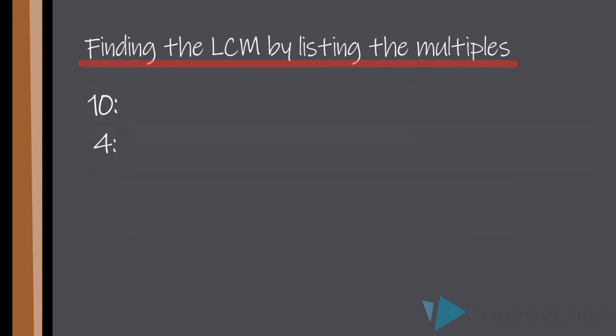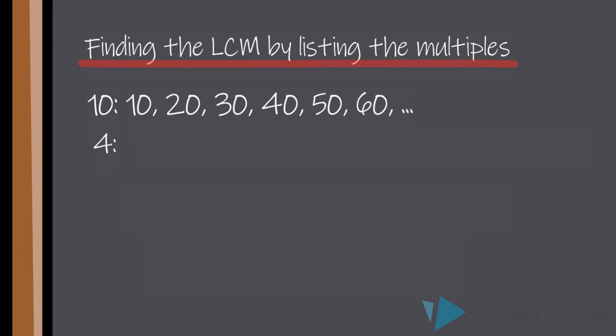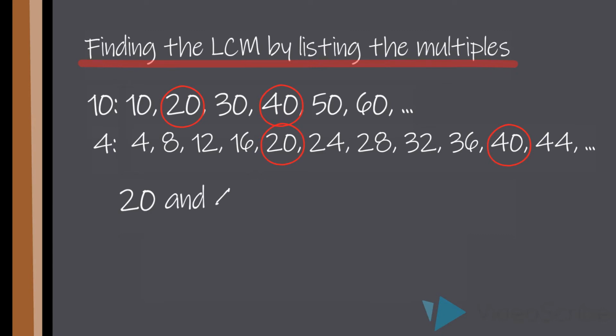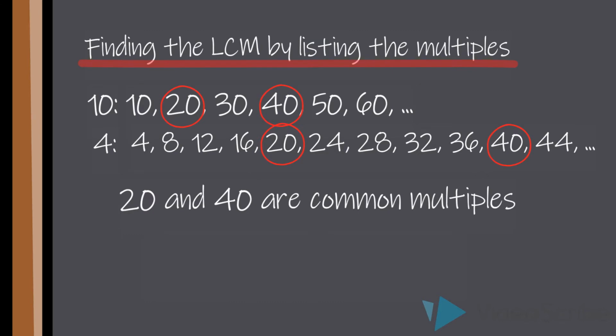The multiples of 10 are 10, 20, 30, 40, 50, 60, and so on. The multiples of 4 are 4, 8, 12, 16, 20, 24, 28, 32, 36, 40, 44, and so on as well. If we compare these multiples, I can already find 2 pairs that they have in common. 10 and 4 both have 20 and 40 as common multiples.